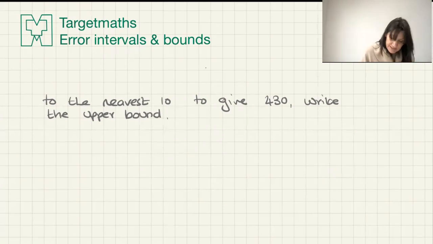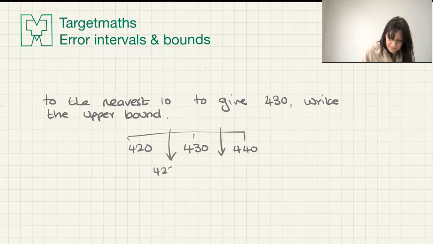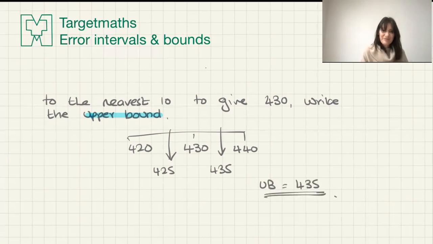Okay, so nearest 10 means it's a tens number line. So there is my number line. There are my halfway points. The question is asking for the upper bound. So my upper bound is 435. All right, so it's different language, but we need to make sure that we're linking it to this same method, to the same skill, and then we will be able to get it right.